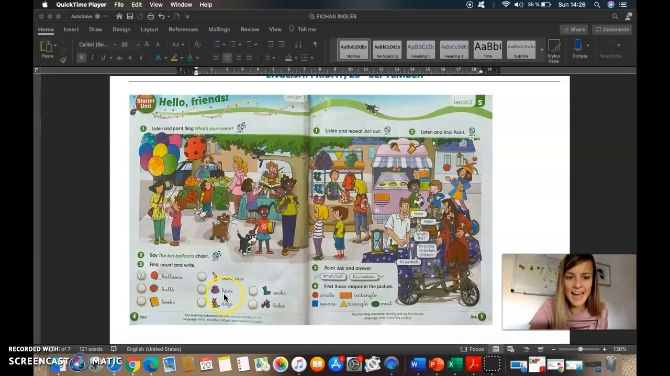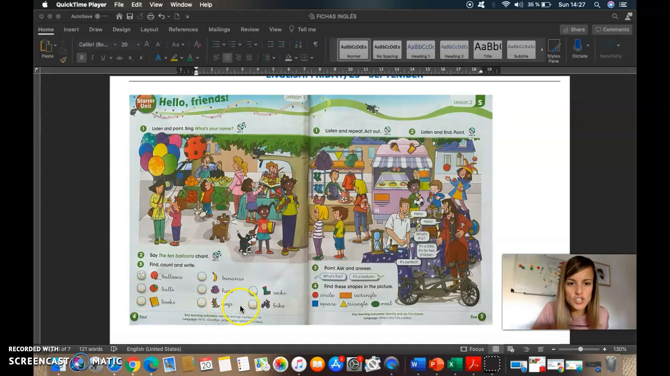Okay, next one. Hats. How many hats are there? Where are the hats? Here, great. So I can count 1 hat, 2 hats, and 3 hats, and 4 hats. So write number 4 here again. Number 4, the green balloon.